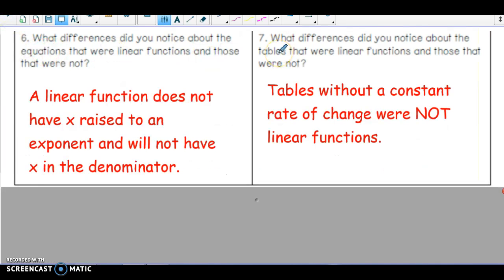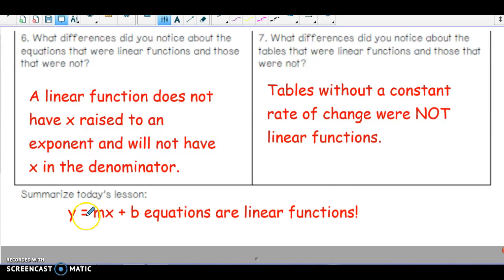Number 6 says, what differences did you notice? And that's what we were just talking about. A linear function does not have x raised to an exponent, and you will not have x in the denominator. You're looking for that format y = mx + b. Number 7 says, what differences did you notice about the tables? One of the things about the tables you might have noticed is that the tables that didn't have a constant rate of change the whole way across were not going to be linear functions.